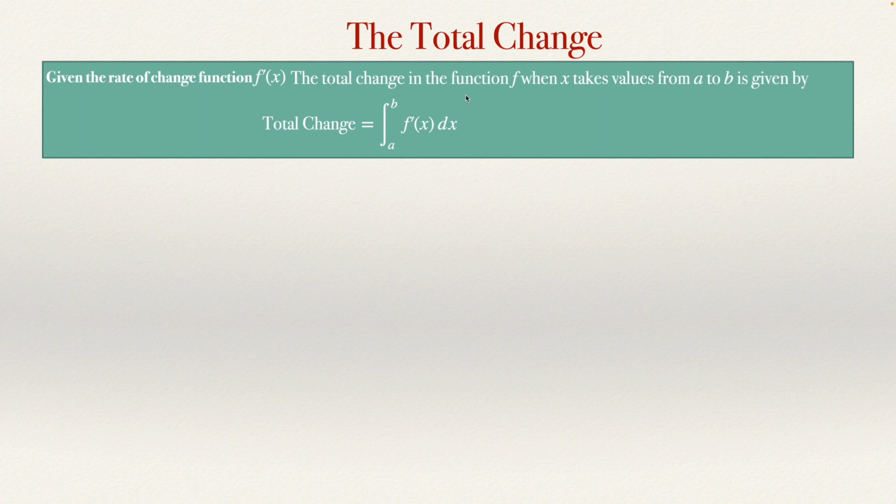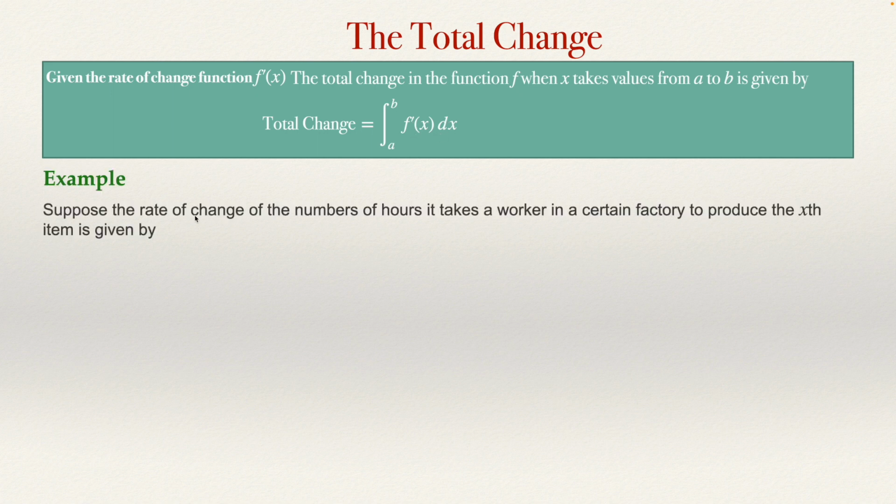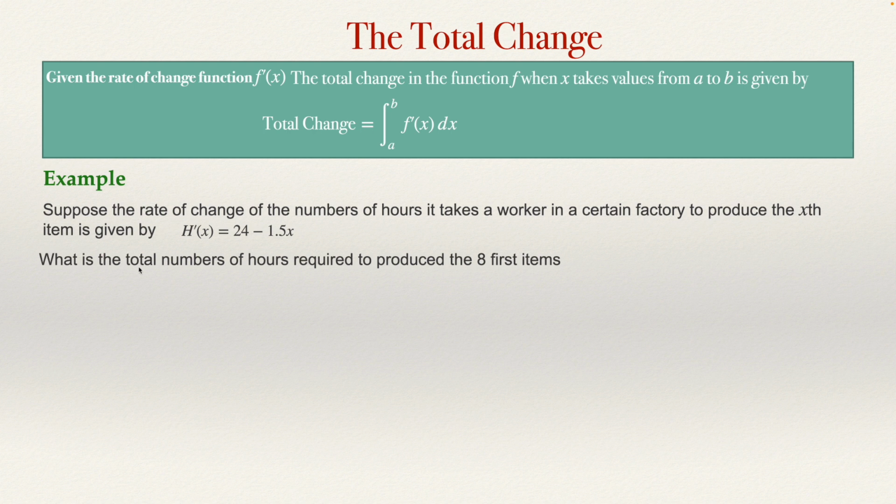We know the rate of change, that is the derivative. The total change of the function when x takes values from a to b will be given by the integral from a to b of the rate of change with respect to x, dx. For example, suppose the rate of change of the number of hours it takes a worker in a certain factory to produce the xth item is given by this formula. So we know the formula of the rate of change. And the question is, what is the total number of hours required to produce the first 8 items, when x changes from 0 to 8?